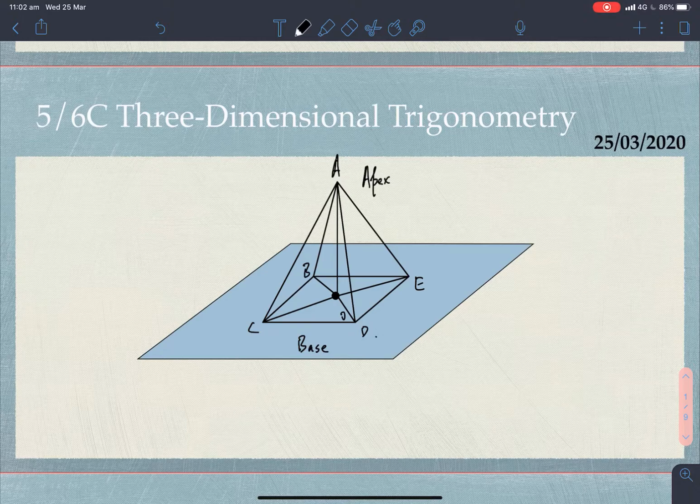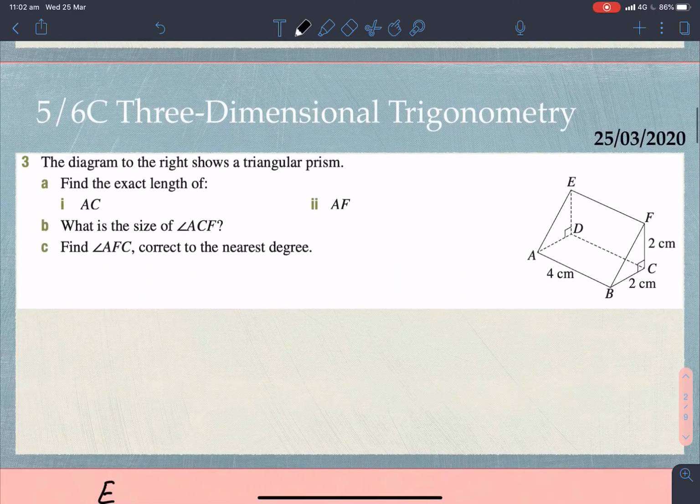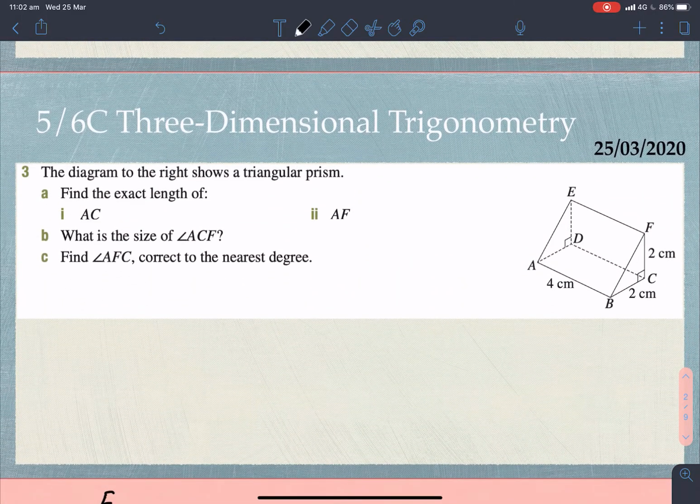Pyramids and prisms are the main objects that 3D trigonometry is going to use. So those are our main focus here. Okay, I'm going to show you one example here and show you some tricks for it. So I have a question here. It asks to find the exact length of AC and AF.